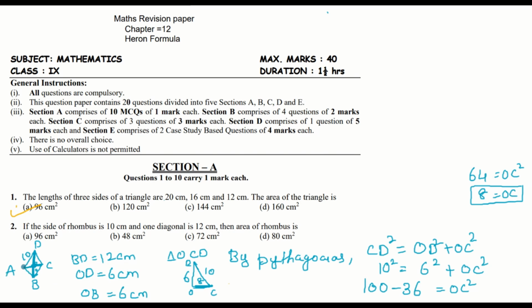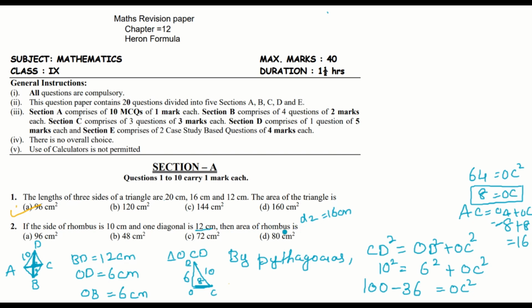And the length of AC will be OA plus OC. OA and OC are the same measurement, 8 plus 8, which is 16. So the length of the other diagonal AC is 16 centimeter. The length of one diagonal D1 is 12, and the other diagonal, D2, is 16 centimeter.